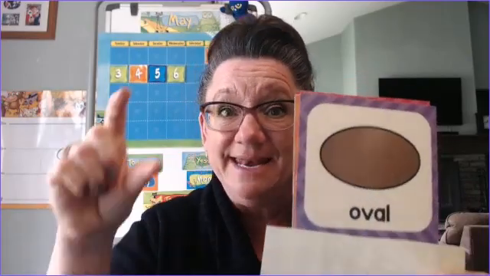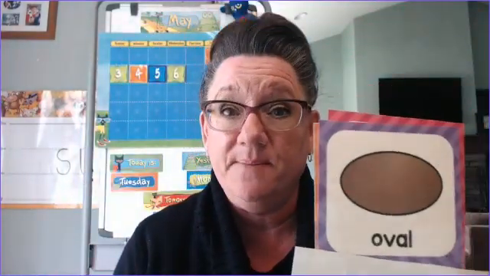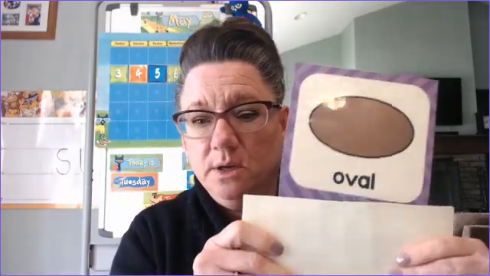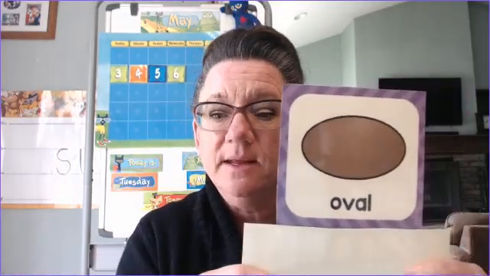Now, let's think about how we could describe an oval. An oval is like an egg. A lot of us think about an egg when we think about an oval, or it's a circle that got squished. That is two ways to think about an oval. So we know it's an oval. We know that it has no lines or vertices.